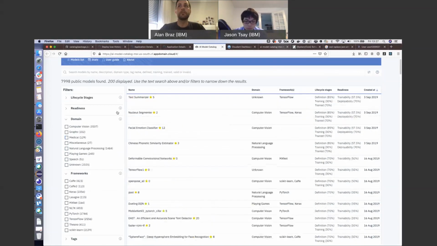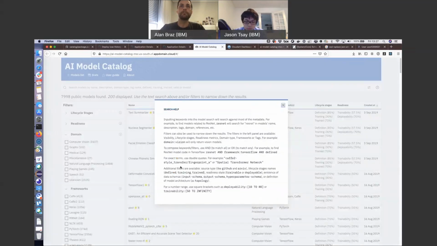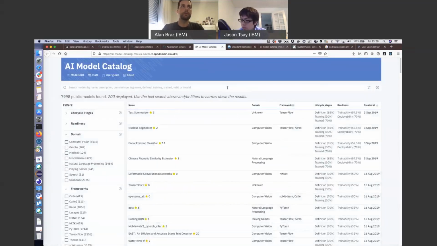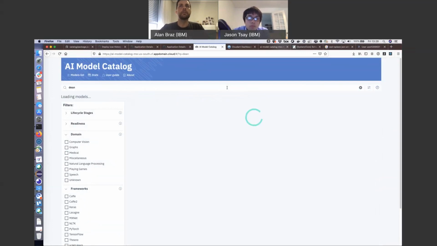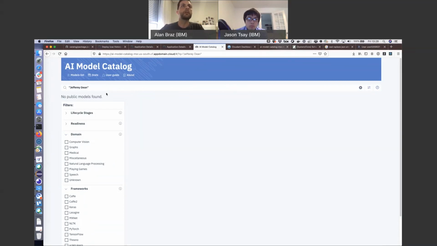Another feature: since it's all metadata, it's all indexed, so we can do a search even by specific fields, or we can do a free text search. So we search for Dean, for example. Jeffrey Dean is a very famous Google author. We can have 71 papers found with this name, or if we go for a full search for his name, we can drill down even more. Anyway, let me click one here.